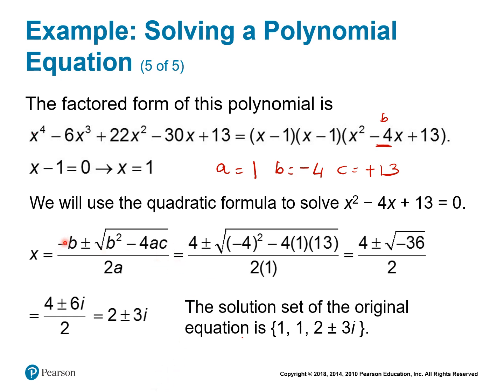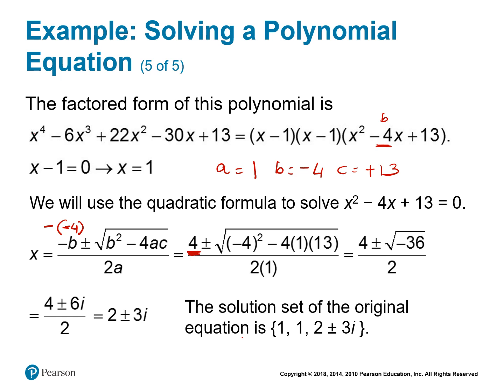So it's negative of negative 4. Let's not skip this step. How did they get positive 4 here? They plugged in negative of negative 4. B is negative 4, so negative of negative 4 is a positive 4, and they wrote the 4 here. That's why we see a positive 4.